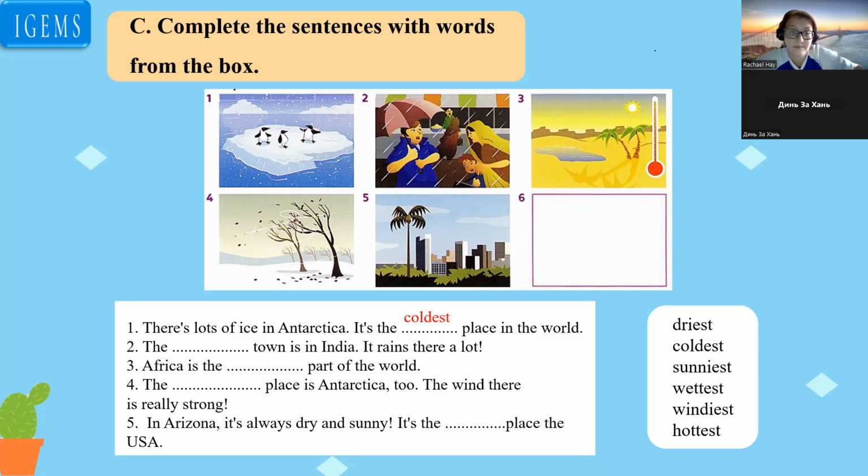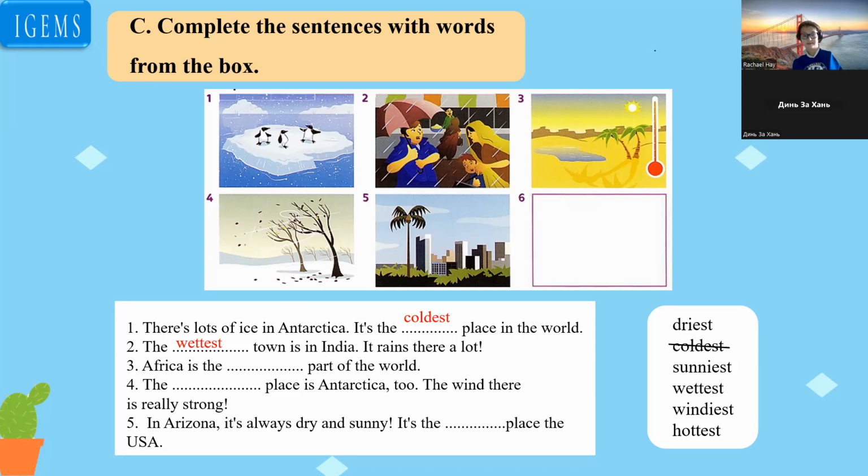There's a lot of ice in Antarctica. Okay. It's the coldest place in the world. Very good. So we've used the word coldest. Okay. Read number two and fill in number two for me. You look at the picture, the picture tells us. The wettest. See, it's raining. Rain makes you wet. So the wettest town is in India. It rains there a lot.